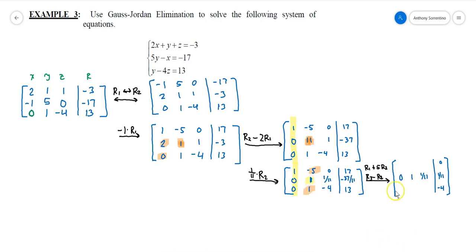If I look at this first row operation, row 1 plus 5 times row 2, I'll have 1 plus 5 times 0. That's still 1 plus 0, that's 1. So that's still a 1. Negative 5 plus 5 times 1. That's the reason why I did this particular operation. It becomes a 0.